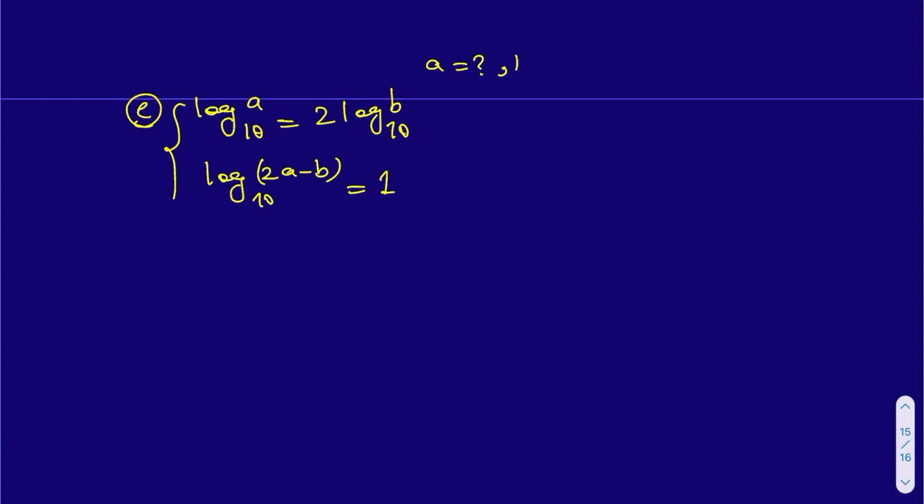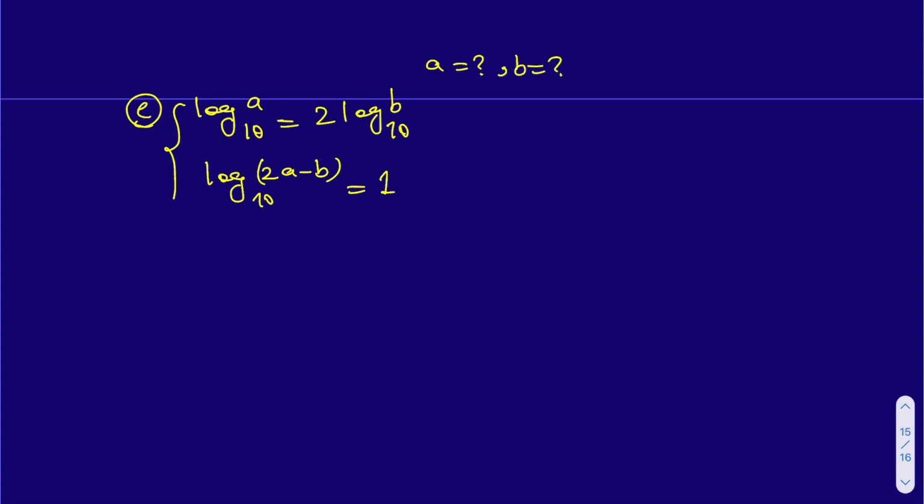log a to base 10 is equal to 2 times log b to base 10. And also another equation is log (2a minus b) to base 10 is equal to 1. So this is a system of simultaneous equations, two equations, and then we are supposed to find the value of a and b.